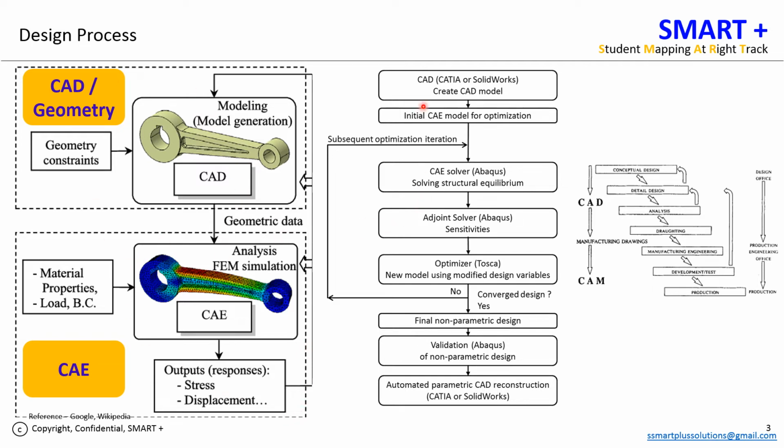So let's see a detailed process. CAD data is received from the design team, then the initial CAE model is prepared, then it is solved in different solvers, then it is optimized, and then the final design is proposed. And here the flowchart from CAD to CAM is given: design, then analysis, and then manufacturing. So let's go into detail of CAE.